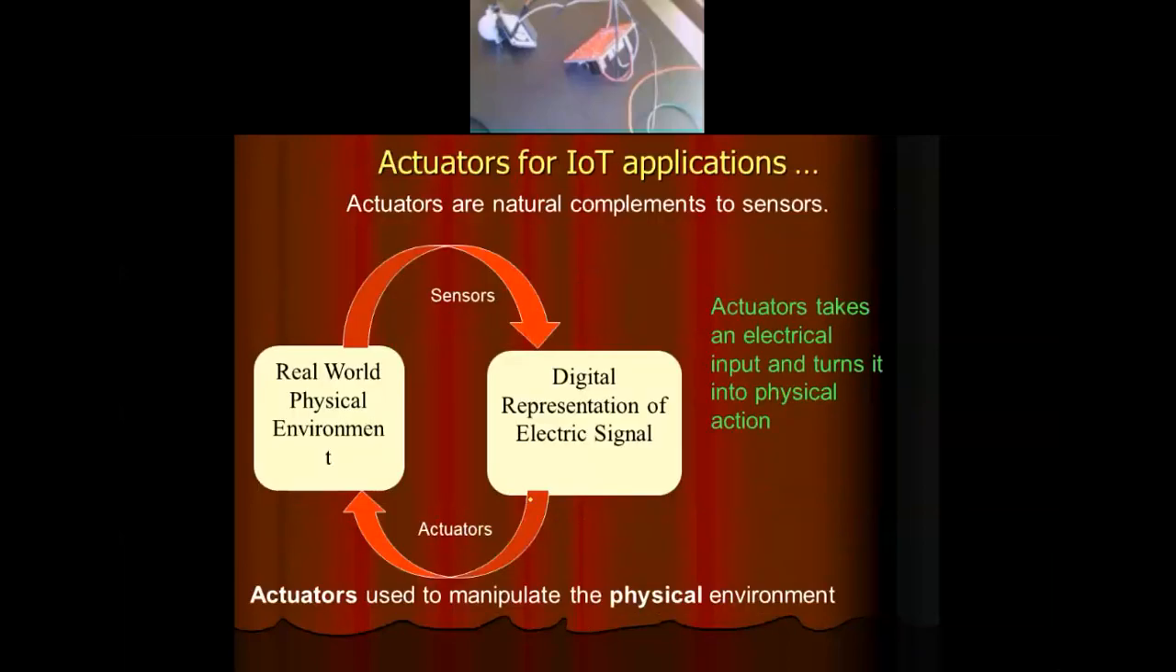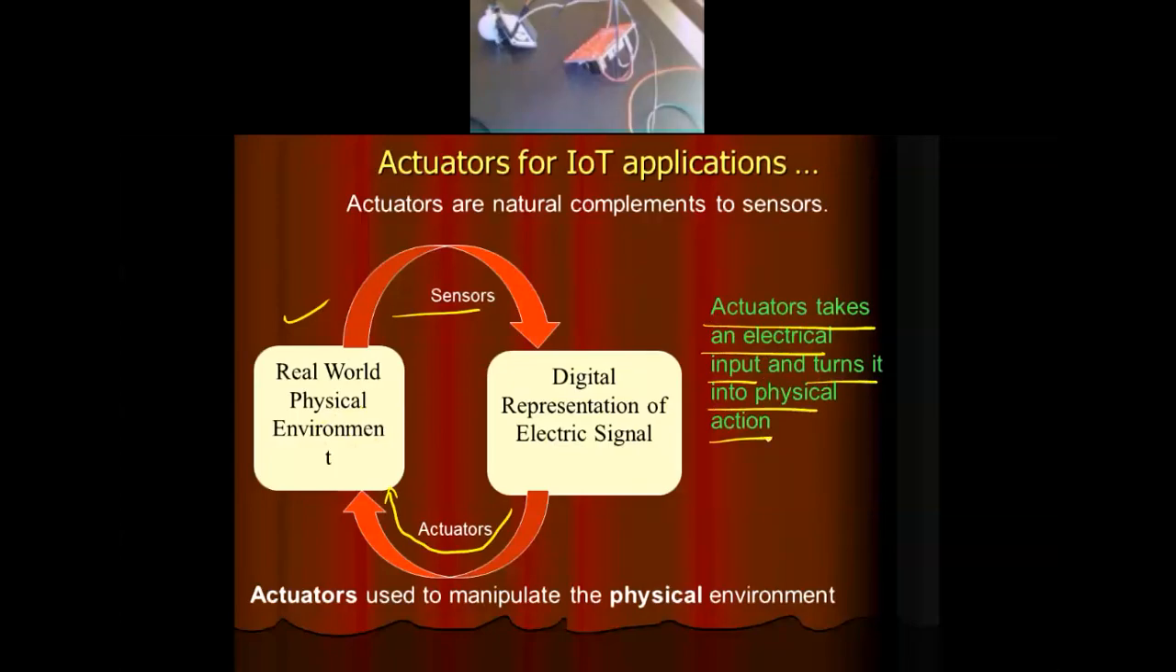So this is the entire representation of whatever I am talking about. We have a real world physical environment, which will be sensed by the sensors. It will be given to our digital hardware, which is also connected with the internet. After that, it will take the decision and send a signal to the actuators, and actuators will control the real world physical environment. So an actuator is basically taking electrical input and turning it into physical action.